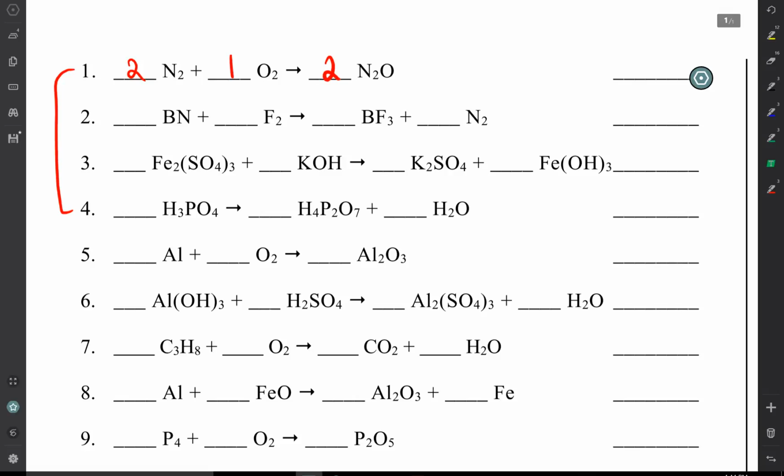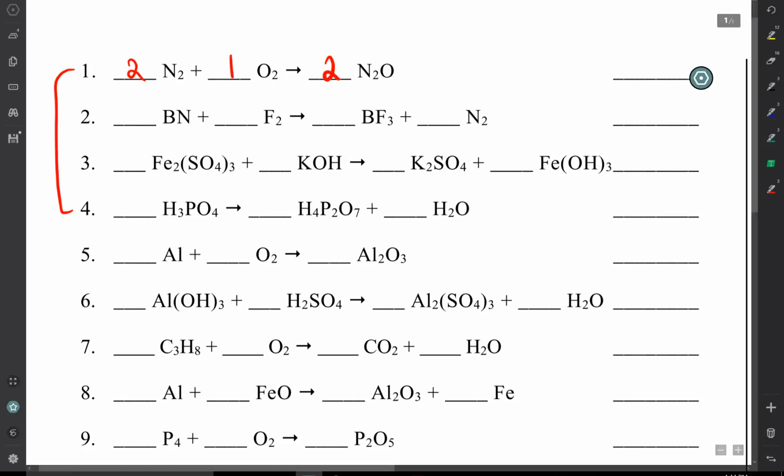If we take a look at question number 2, we have BN plus F2 yields BF3 plus N2. So this is a little bit more complicated. We have 3 different elements that we have to keep track of. I've got 1 boron on each side of the equation, so we don't really want to start there. I've got 1 nitrogen and 2 nitrogens, so we're not balanced for nitrogen. And I see 2 fluorine atoms and 3 fluorine atoms on my product side, so I'm not balanced for fluorine.